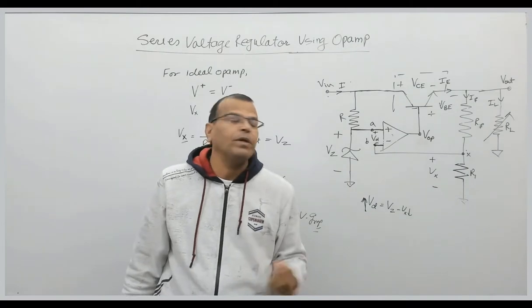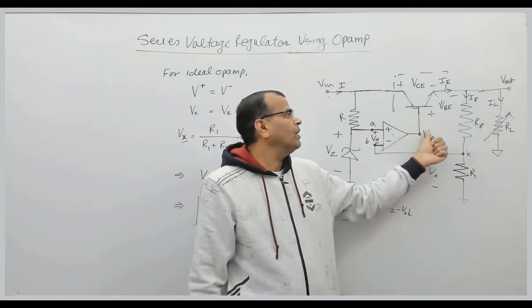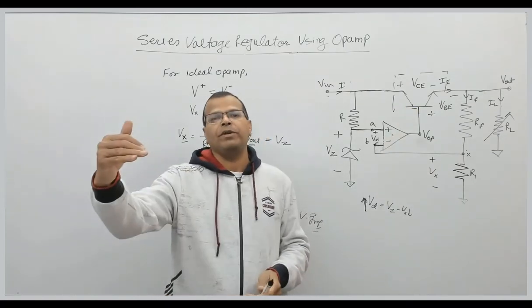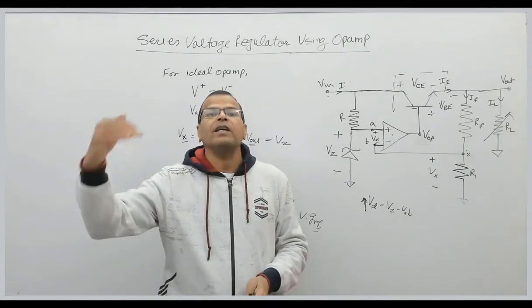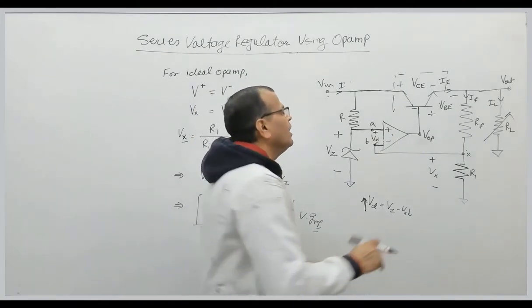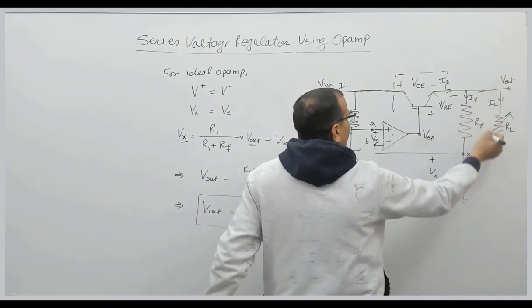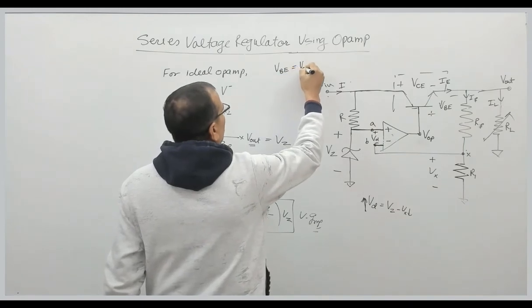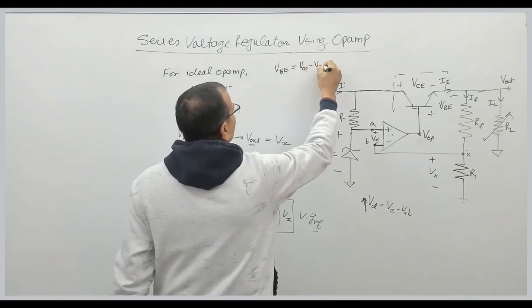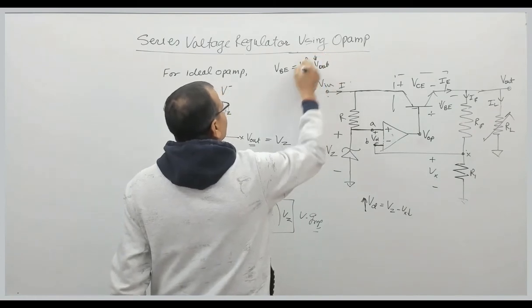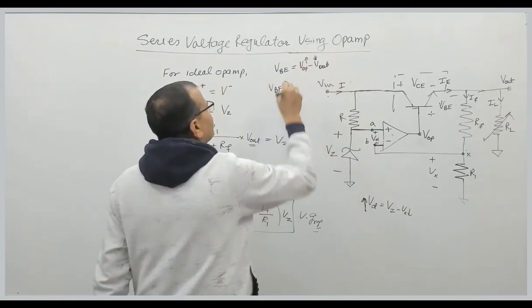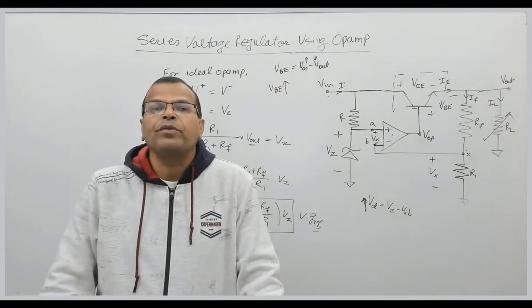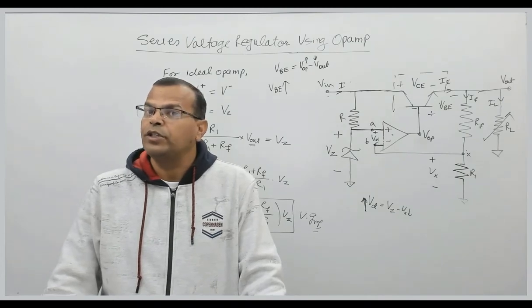So if the voltage at the base terminal is increased, please see carefully, your BJT is driven more, meaning the collector current will be increasing. If this is increased and this is reduced, so VBE, please see, VBE is what? Output of the op-amp minus the output voltage. If this is reduced and this is increased, so VBE will be increased. So the voltage across the base emitter junction will be increased if your output voltage is reduced.